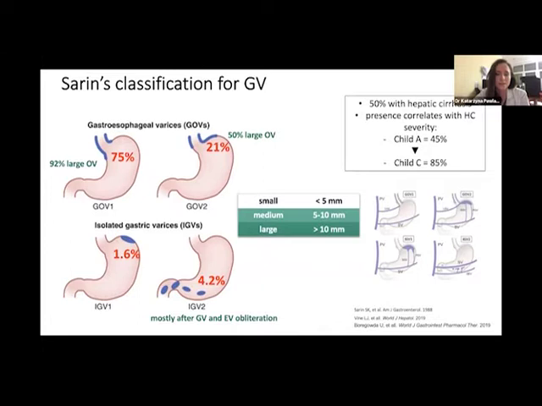Here you can see the Sarin classification for gastric varices with the two main types: gastroesophageal varices and isolated gastric varices. The most common are gastroesophageal varices type 1, about 75% of all cases of gastric varices, and in 92% of them, we can find large esophageal varices. Also very important before we perform the procedure is to assess not only the location, but also the size of gastric varices, especially the medium and the large ones. About 50% of patients with hepatic cirrhosis have gastric varices, and their presence correlates with the severity of hepatic cirrhosis.